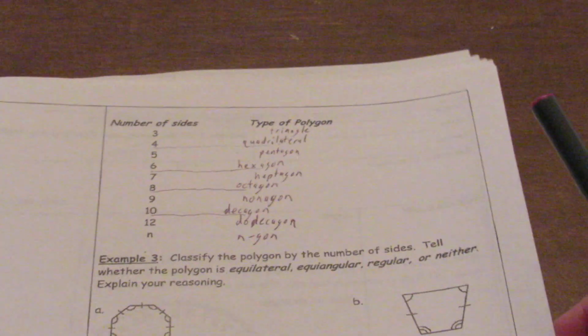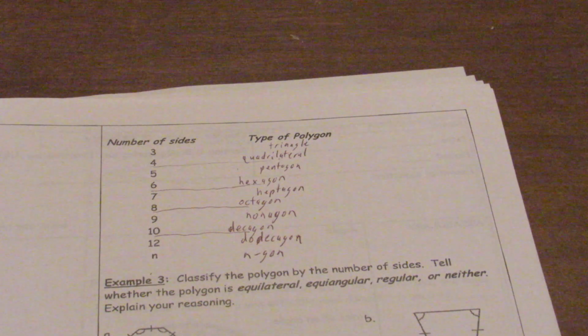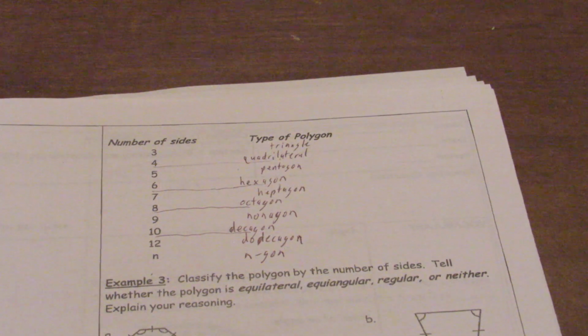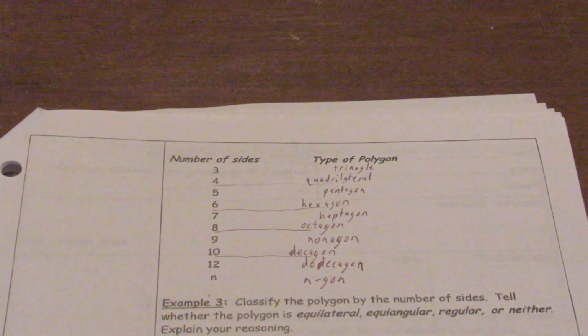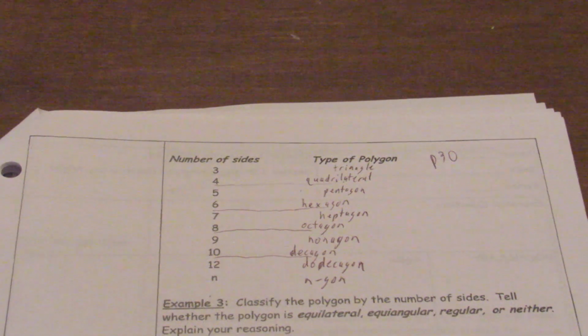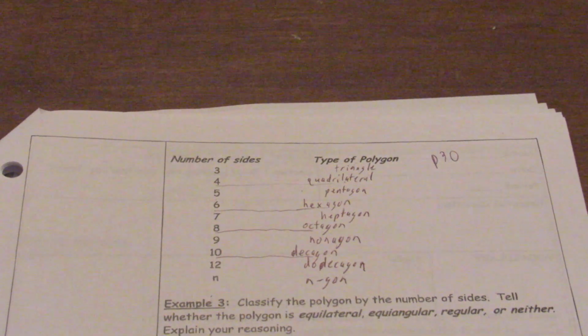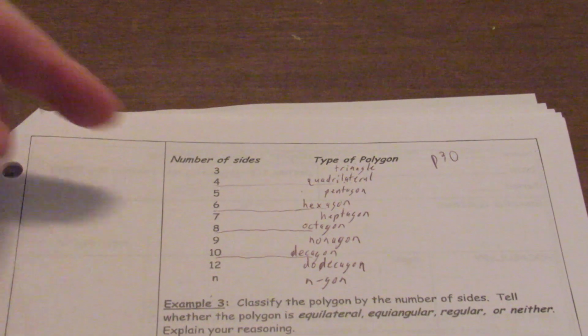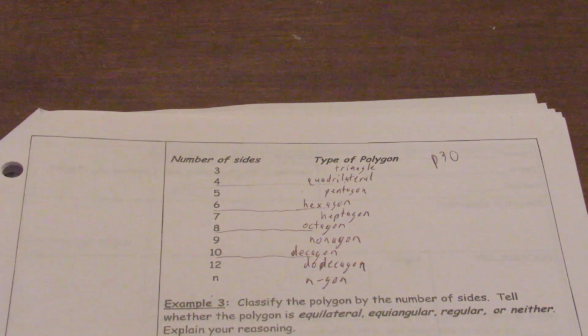Okay. Then the next thing, turn on the page, we have our different types of polygons. In our geometry book, these are also on page 30 in the book. So if you need to look them up, they are listed here. Most of these you know. 3 sides is a triangle. 4 sides is a quadrilateral. 5 sides is a pentagon.